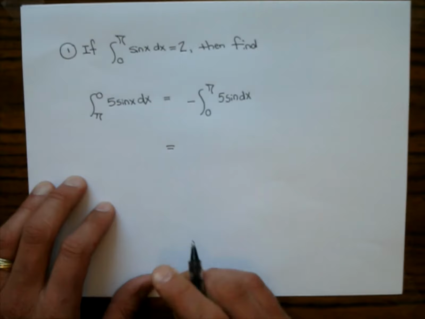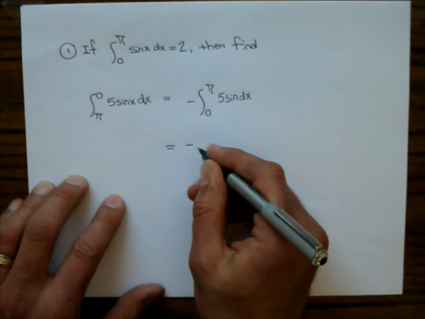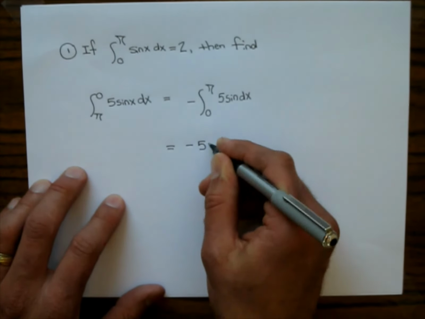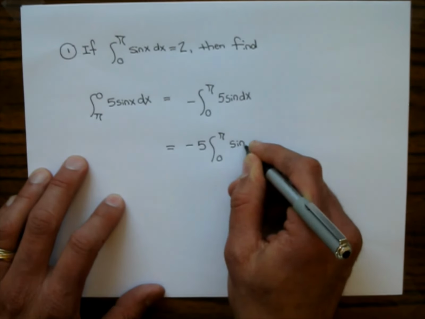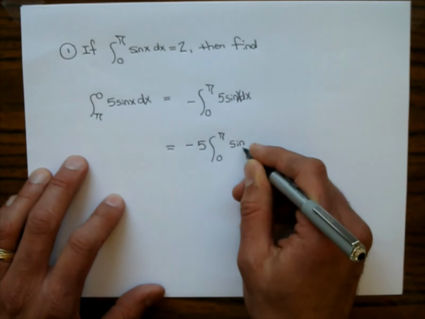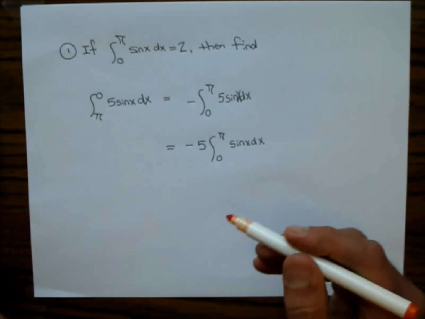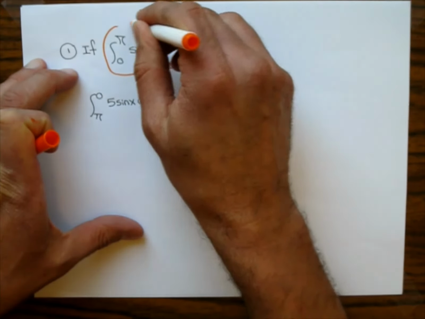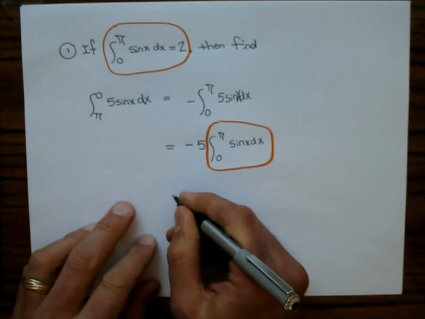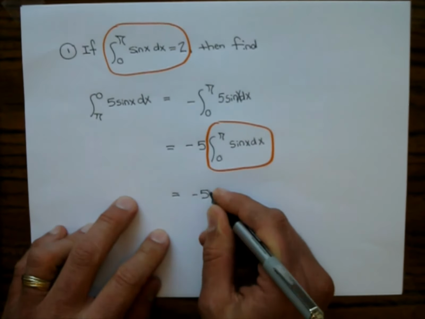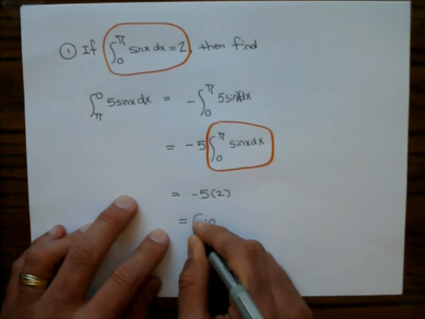Now I'm going to use another property where I factor the 5 out. We can put the 5 out front, so it looks like that. But I forgot the x there: sine x dx. And then we know this was the given right here. So this says -5 times 2, so the answer to this definite integral is -10.